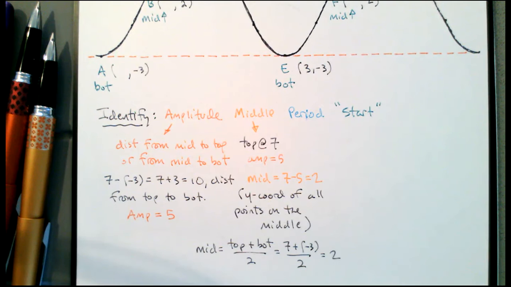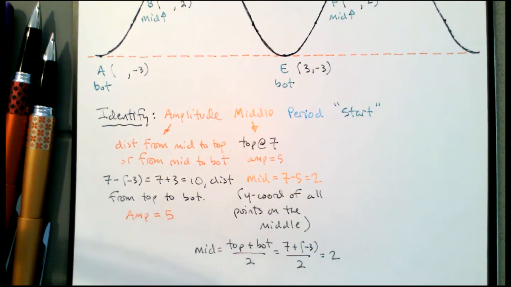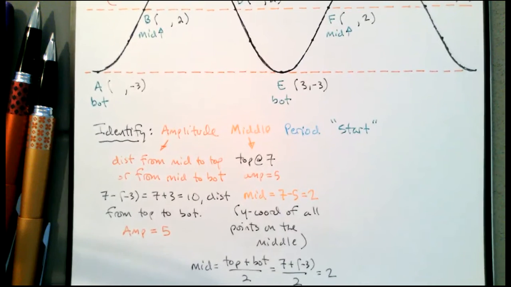So the middle will just be the average of the top and the bottom. So if the top's at 7 and the bottom's at negative 3, the middle will be at 2. We could also use this to find the amplitude. So we can either find the amplitude first, use that to find the middle, or find the middle first, and then use that to find the amplitude when you have the top and the bottom as your known points.